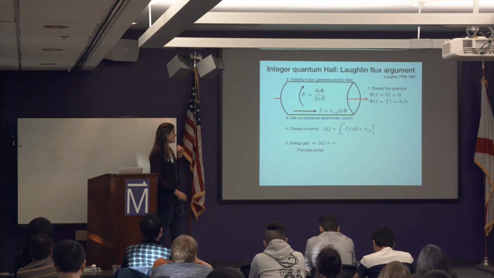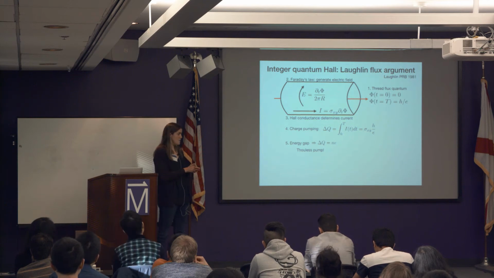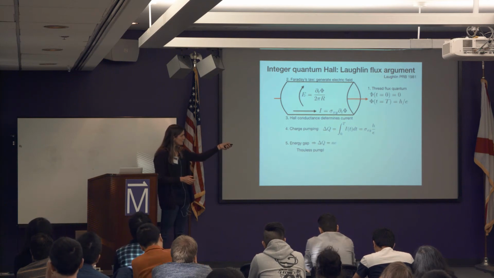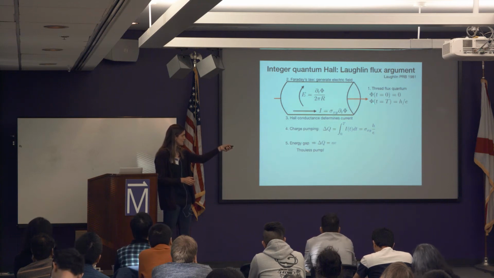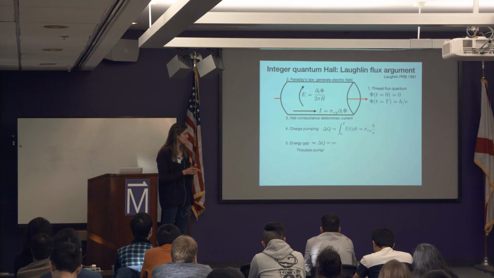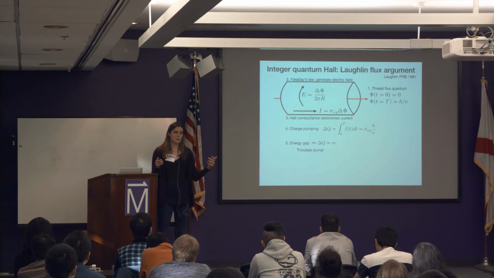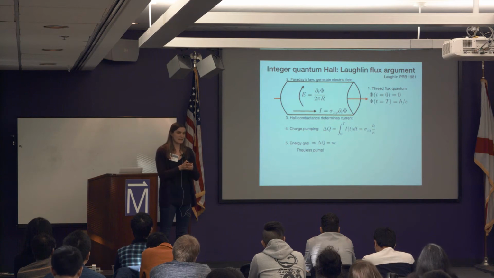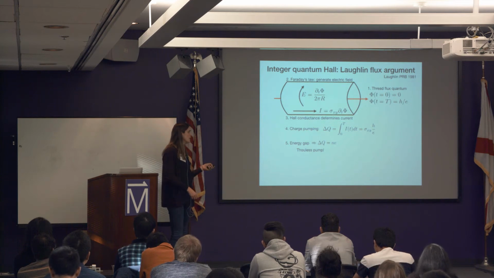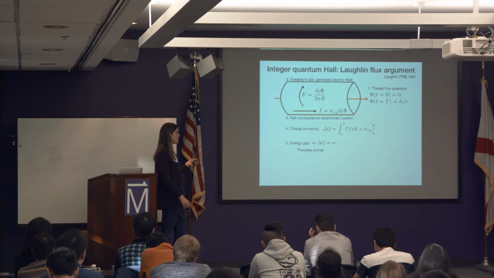Well, if this insulating system has an energy gap, then threading one flux quantum, this is actually from step 0, and if we compare time 0 and time t, this is a transformation which can be gauged away. So the Hamiltonian is exactly the same at the beginning and the end. So all the eigenstates are exactly the same. The only thing that we can change is the occupation number of these eigenstates, which is exactly how much charge we've pumped.